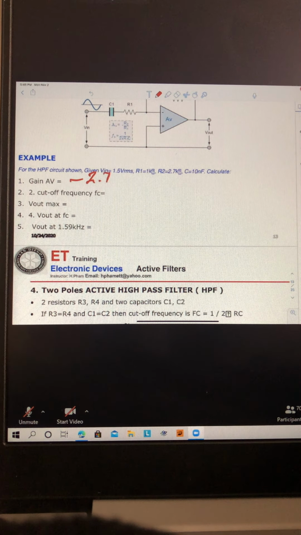Hey, Mr. Pham, I think what they're trying to understand is, even though it's the formula, why is there a negative in the formula?